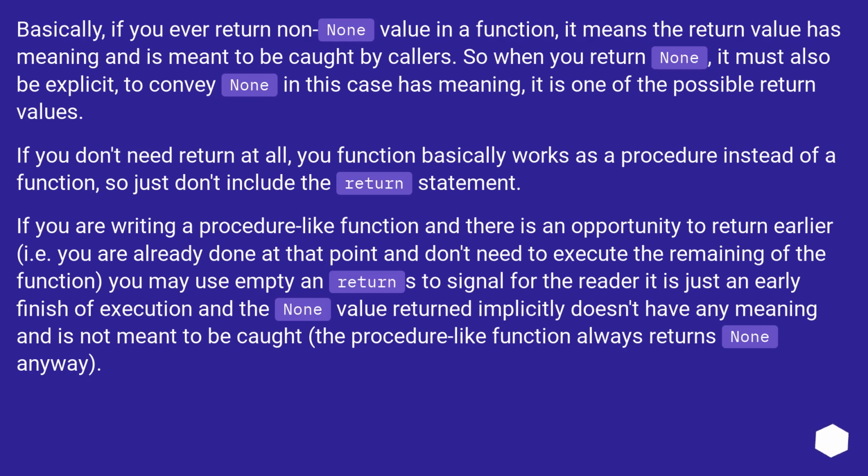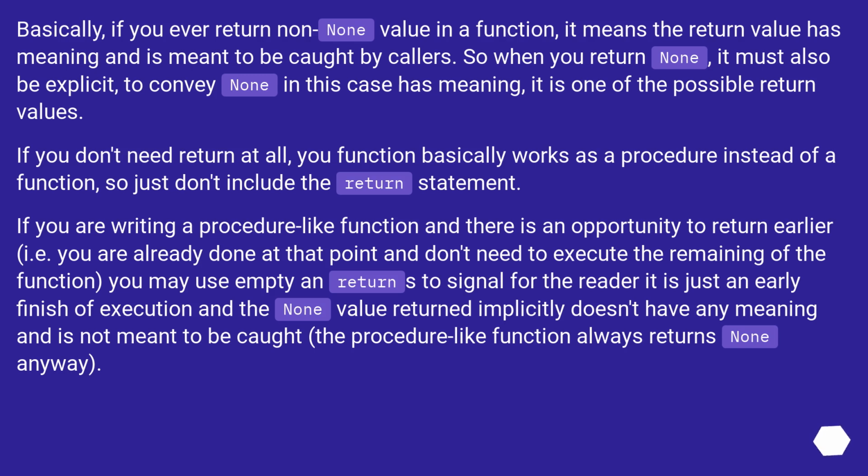Basically, if you ever return a none value in a function, it means the return value has meaning and is meant to be caught by callers. So when you return none, it must also be explicit. To convey that none in this case has meaning, it is one of the possible return values. If you don't need return at all, the function basically works as a procedure instead of a function. So just don't include the return statement.